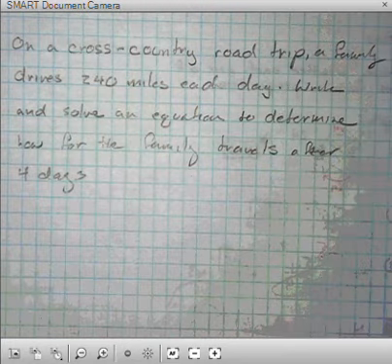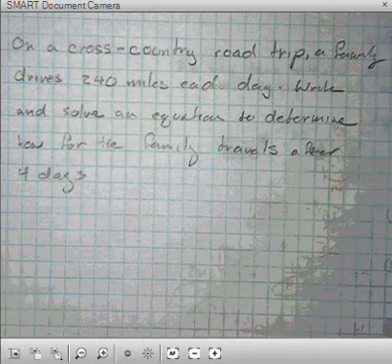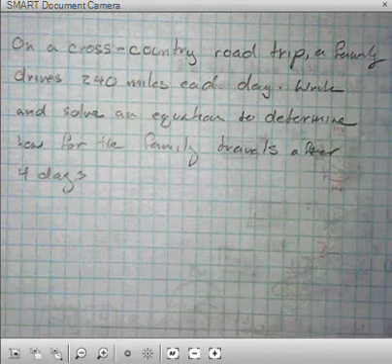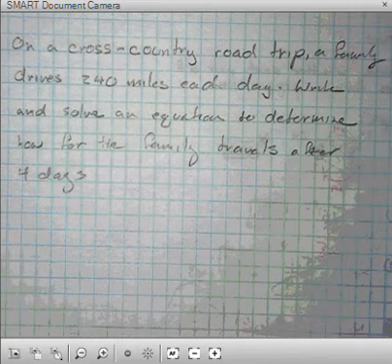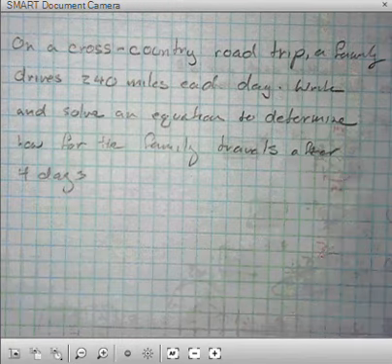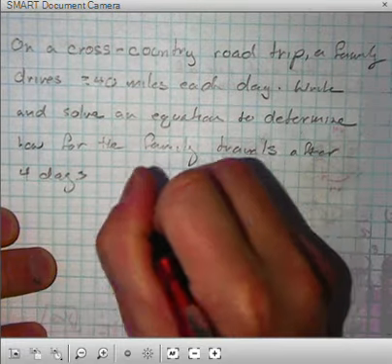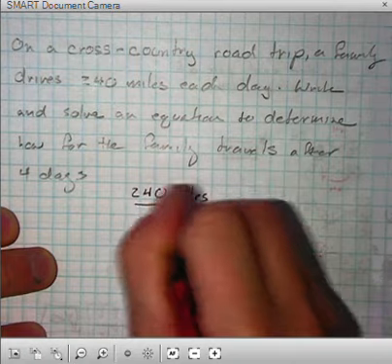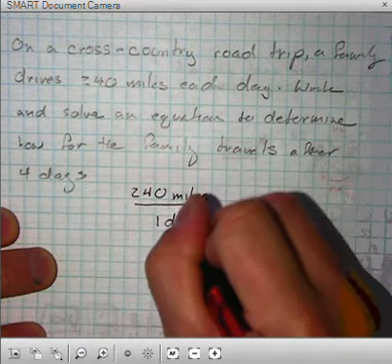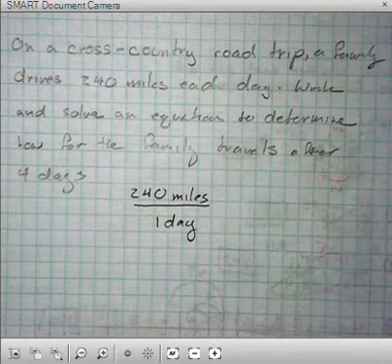All right, so there's your next one. On a cross-country road trip, a family drives 240 miles each day. Write and solve an equation to determine how far the family travels after 4 days. What is your first ratio going to be? Ryan? 240 miles over one day. So 240 miles in 1 day. That is our unit rate. That's how much we're traveling in 1 day.